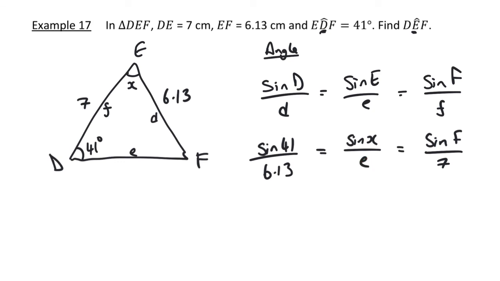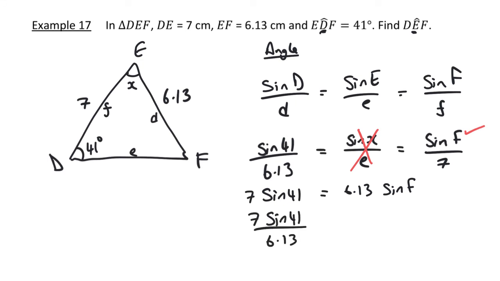The only thing that we can do at the minute is work out angle F, but if we work out angle F, then using the three angles in a triangle we can work out E. So that's what we're going to do. So we're going to try and work out F, so we'll forget about E. So cross multiplying, we get 7 sine 41 equals 6.13 sine F. Divide by 6.13, we have 7 sine 41 over 6.13 equals sine F. And putting that into your calculator, we get 0.74917.